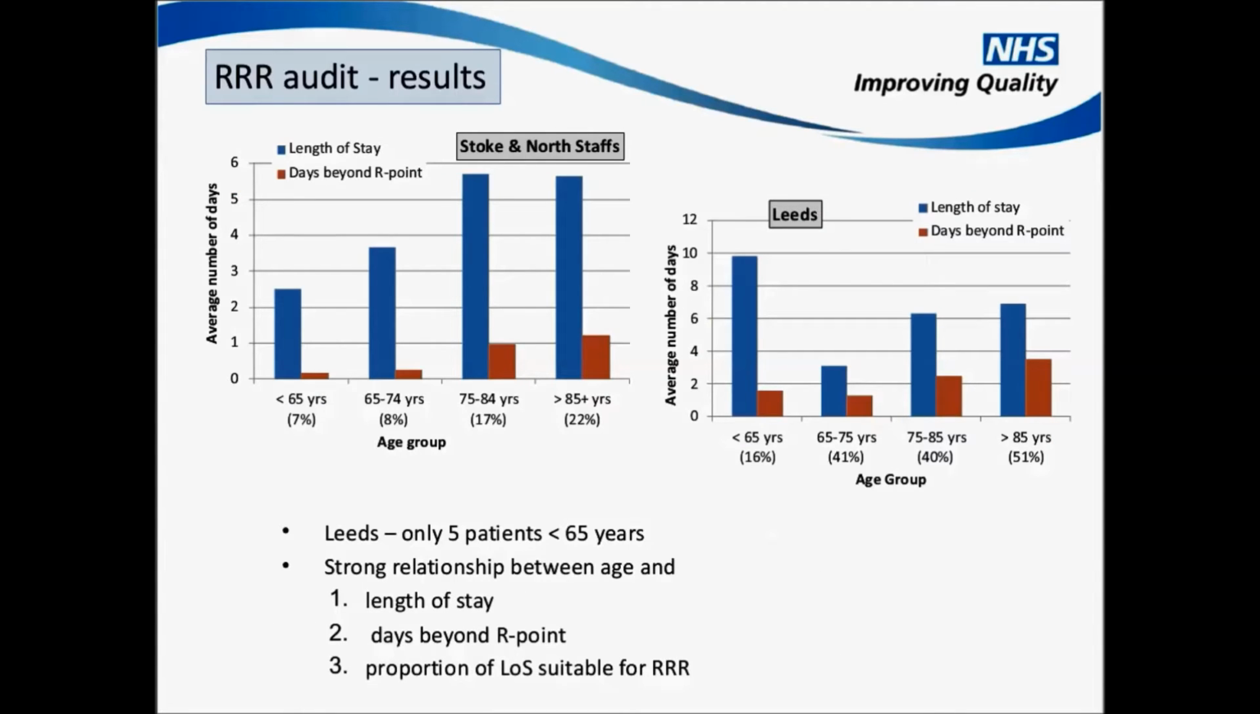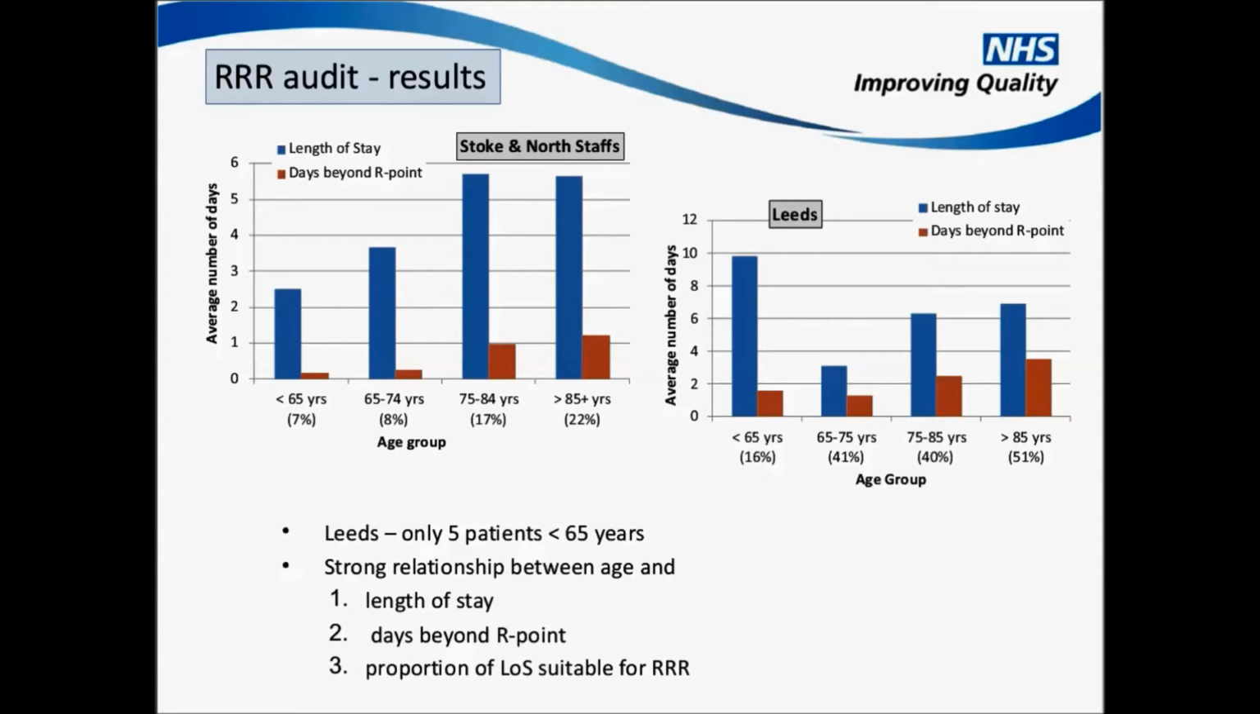There is a clear relationship between the age of patients and the length of the RR phase. All of our early implementers had information like this, which showed that for older patients, generally the RR phase was longer than for younger patients. So these data show three particular things. There's a strong relationship between age and the length of stay. There's a strong relationship between age and the length of the RRR phase.